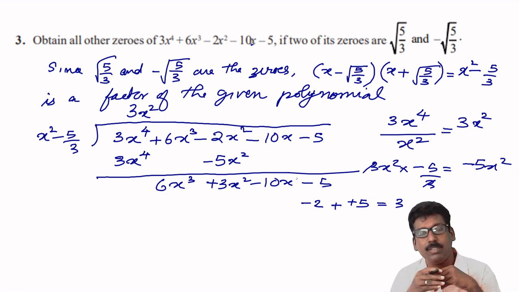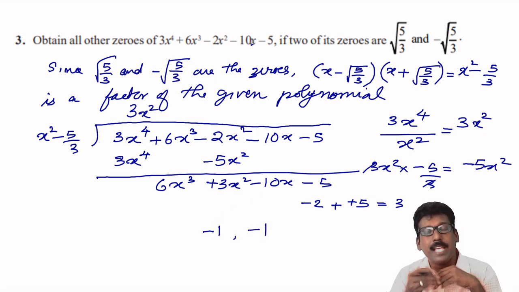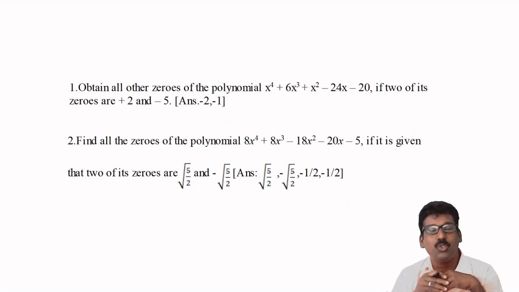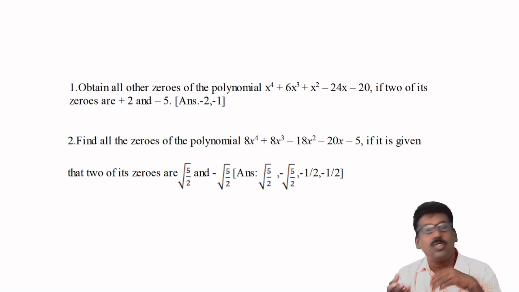That you do yourself, you get the answer as minus 1 and minus 1. That means x plus 1 into x plus 1, you will get the factor. So the zeros will be minus 1 and minus 1. Here you have two more questions. These questions were asked in previous year board examination. Do yourself. The answer is also given here.